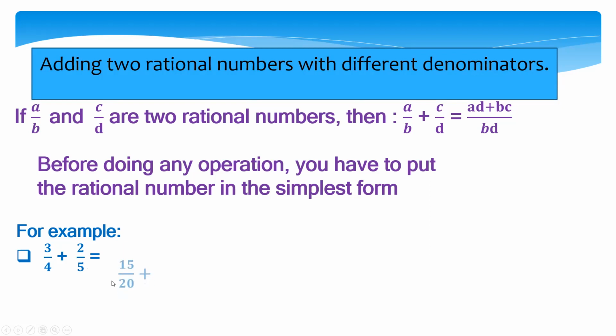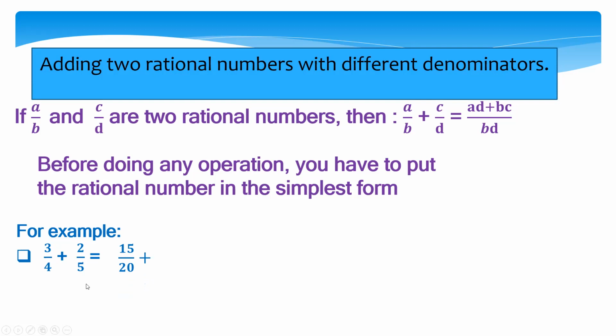First, I will write them so that they have the same denominator. I need to put the two denominators the same. I have here 4 and 5. I will multiply 4 by 5. When I have different denominators, I will multiply the two numbers. 4 multiplied by 5 will be 20.